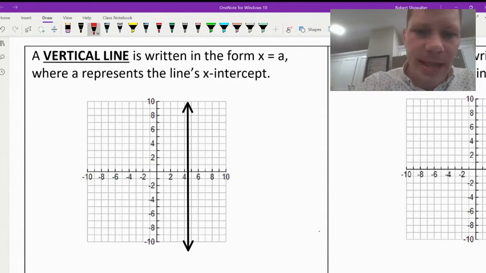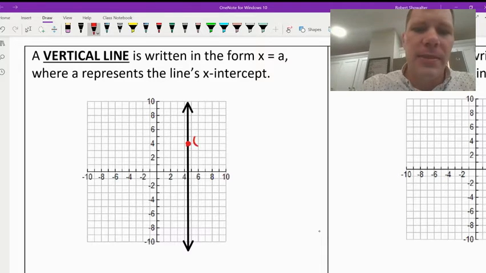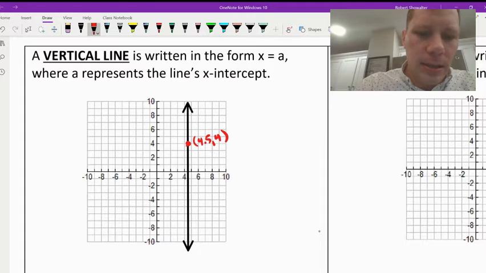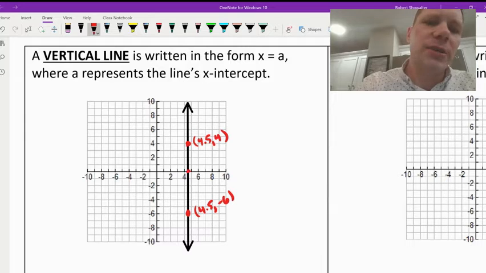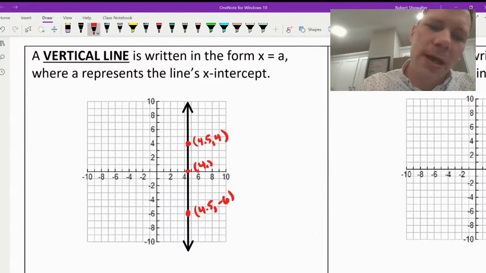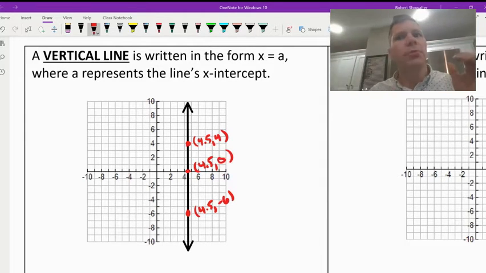So let's take a look at one of these points. Now this line we squeezed between 4 and 5, which is okay. I'm going to put a dot there. This becomes (4.5, 4). Let's put it out here. This is (4.5, -6). Let's do this one because that's a nice point. (4.5, 0). Okay. What do all three of those points have in common?